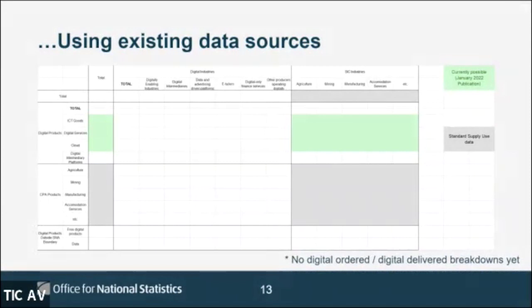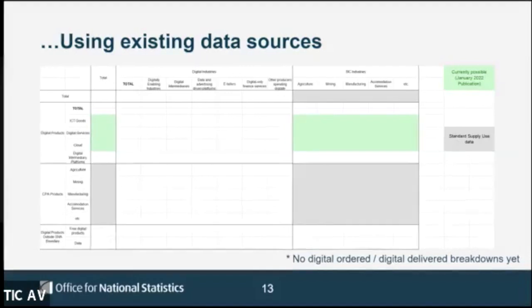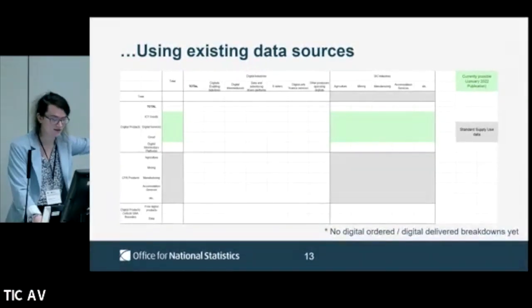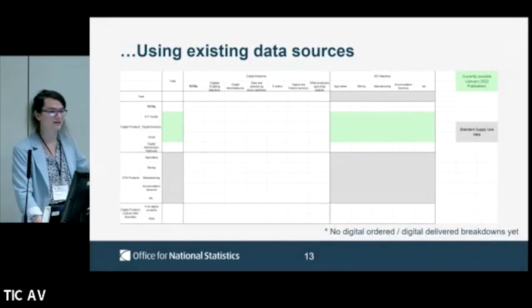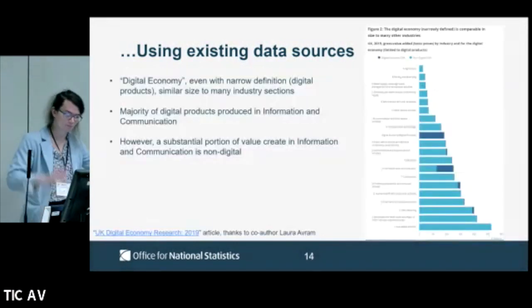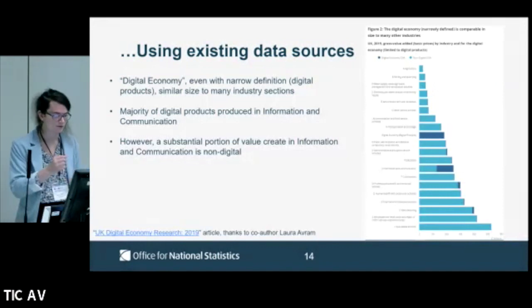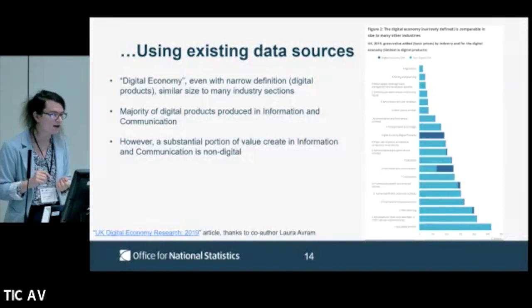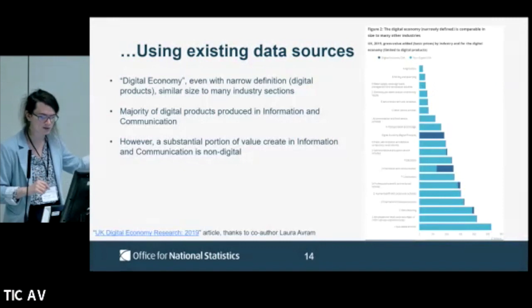As well as giving us totals for output, it enables us to also look at the matrix of which industries produce those products as well. But as the little caveat at the bottom right-hand corner says, there's no digitally ordered or digitally delivered breakdown from this yet. So what do the data look like? I want to give my thanks at this point to my co-author, Laura Avram, who worked with me on this, and we published it in January this year.